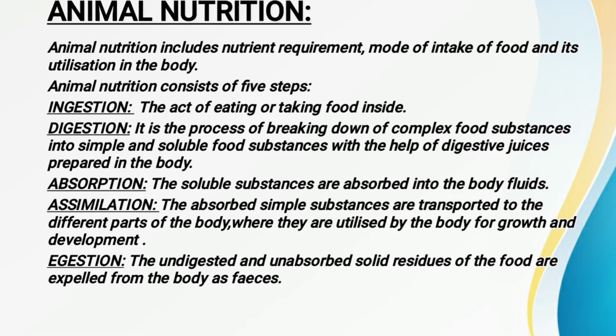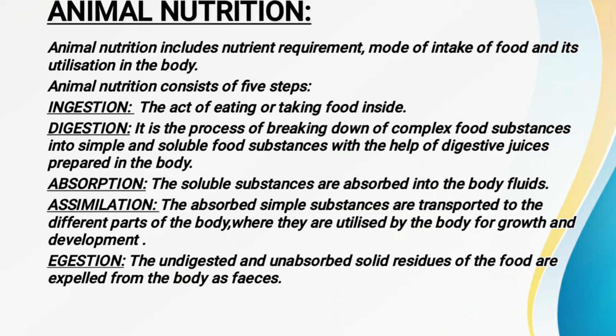Fine. Now the first step in animal nutrition is the process of taking in food. So when we are taking the food, how are we taking it in? We are taking the food inside our mouth. So this act or process of taking food inside our body is called ingestion. Now the next one is digestion.